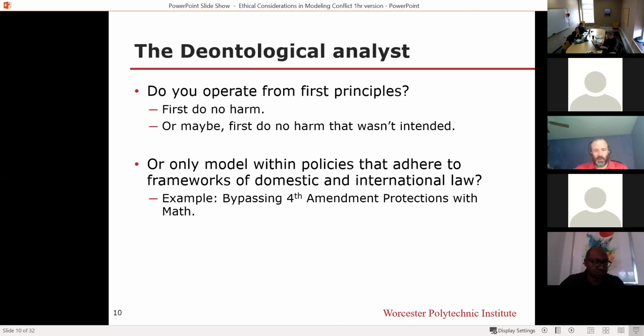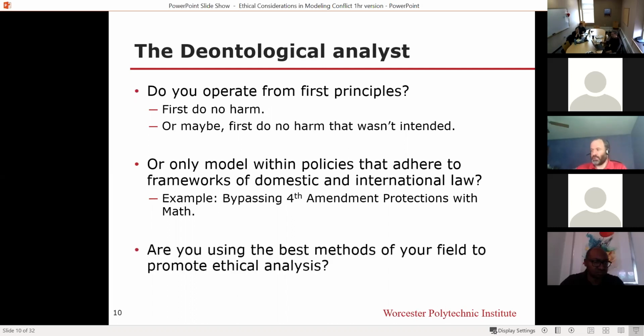We had a scenario come up where a lawyer on the phone reminded us that we were violating the Fourth Amendment, and we paused briefly and were sort of entertaining, can we use math to bypass that restriction? And then the question is, should we really be using math to bypass a Fourth Amendment restriction? So deontological ethical frameworks are all about the techniques and the rules you use as you're modeling these situations. And are you using the best methods of your field to promote ethical analysis? That's always key.